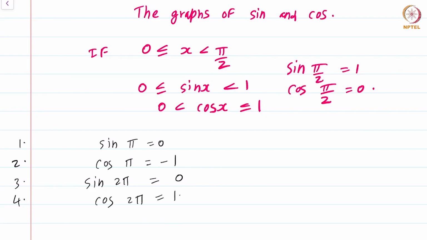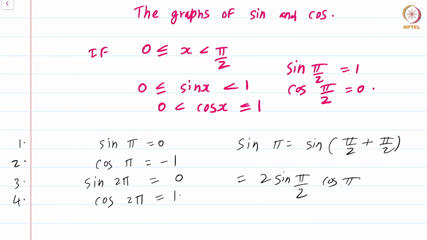Okay, let's say you want to prove one of these. Well, you just look at sine pi. This is just sine of pi by 2 plus pi by 2, which by the addition formula will immediately give 2 sine pi by 2 cos pi by 2, which is going to be 0. And you can prove all of these identities in quite a similar manner. These are just elementary stuff which you have no doubt seen in your high school.